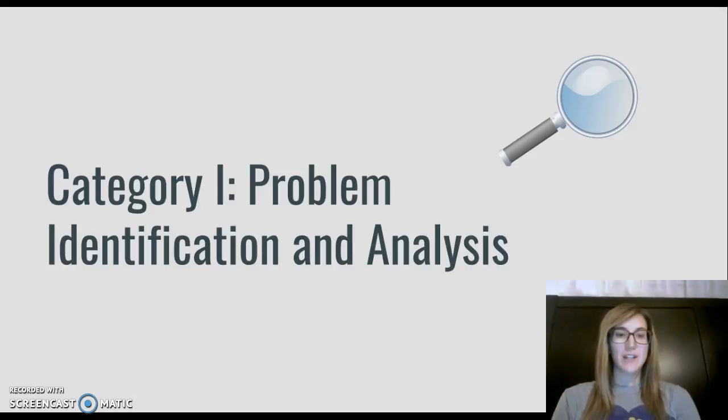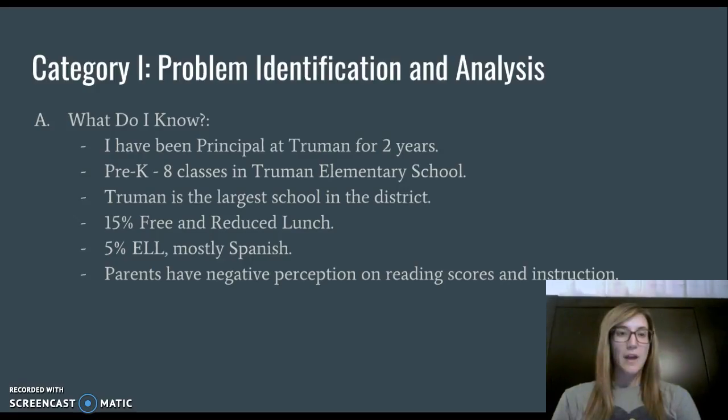Category 1 is Problem Identification and Analysis. First, what do I know? I have been the principal at Truman Elementary for 2 years. Our building is a pre-K through 8 building, and of all the schools in our district, Truman is the largest school. We have 15% free and reduced lunch population, and 5% of our students are English language learners, with most of those students speaking Spanish. But overall, our students are English speaking.